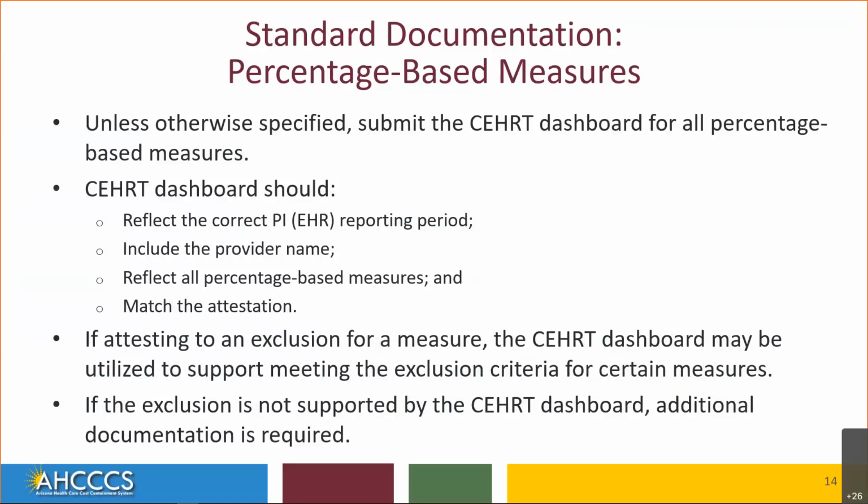Please keep in mind that for the correct PI reporting period, the last day of that reporting period needs to be October 31st, 2021 or sooner. It cannot be after October 31st. If attesting to an exclusion for a measure, the CERT dashboard may be utilized to support meeting the exclusion criteria for certain measures. If the exclusion is not supported by the CERT dashboard, additional documentation is required.